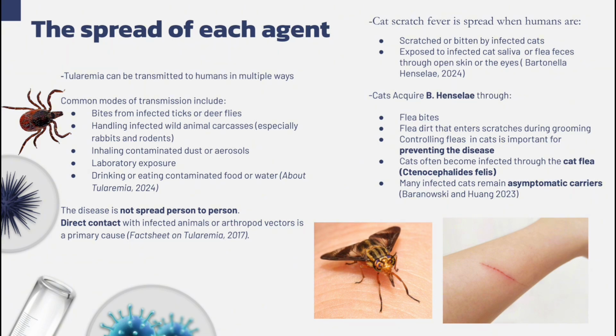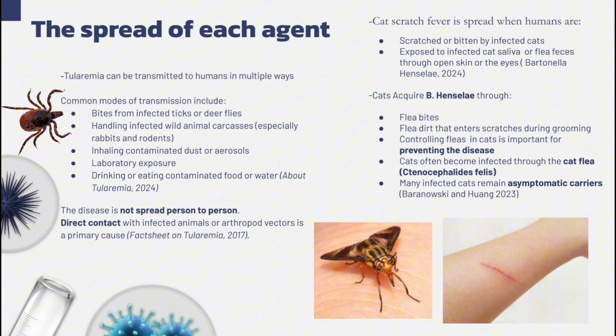Tularemia can be transmitted to humans in multiple ways. Common modes of transmission include bites from infected ticks and deer flies, which is shown on the slide, handling infected wild animal carcasses, especially rabbits or rodents, inhaling contaminated dust or aerosols, laboratory exposure, and also drinking or eating contaminated food or water. This disease is not spread from person to person. It's spread from direct contact with infected animals, and arthropod vectors are a primary cause of this disease.